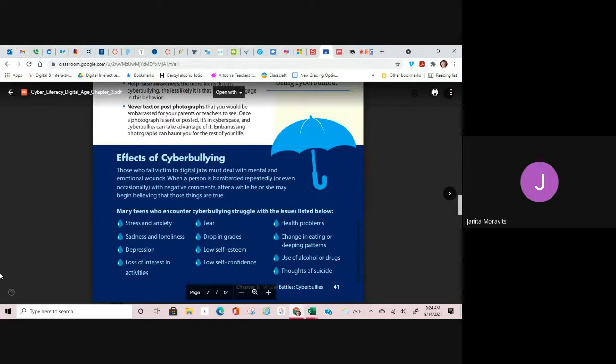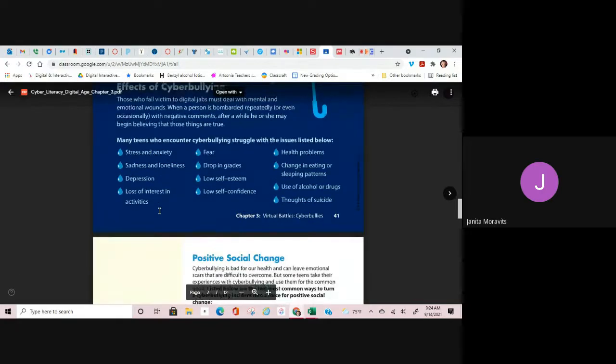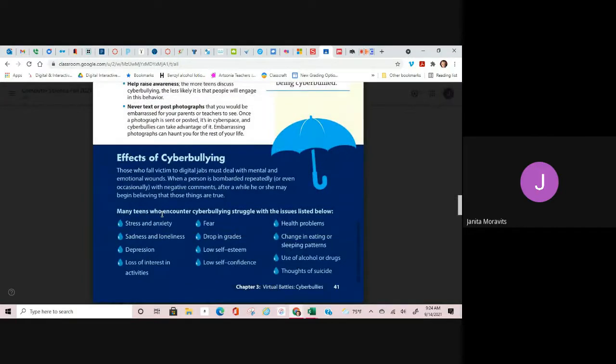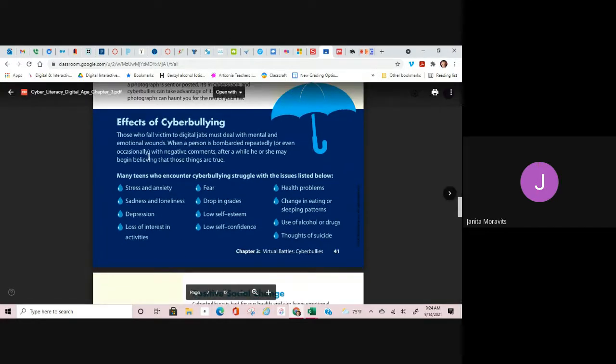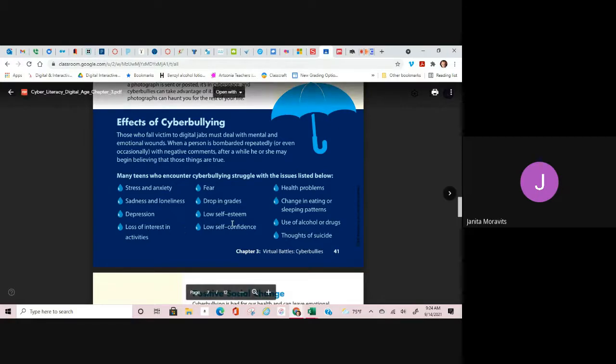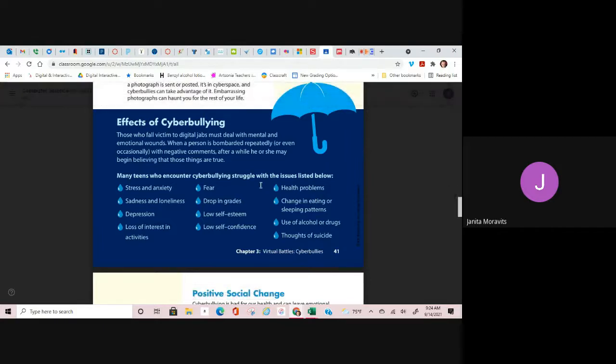All right, effects of cyberbullying. This is another one that you're going to need to take a snip of or a picture. You can do a screenshot, doesn't matter. All right. Those who fall victim to digital jabs must also deal with mental and emotional wounds. Cyberbullying has some very, very negative consequences. So let's make sure that you are aware of these. We will talk about them in more detail later on.